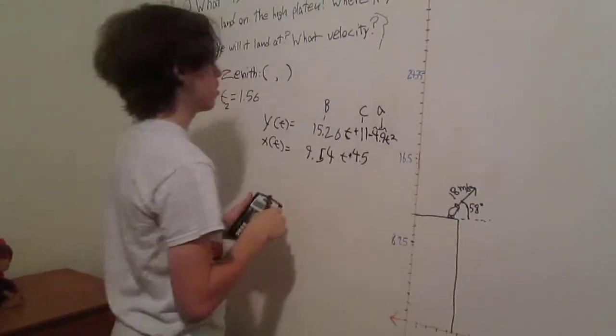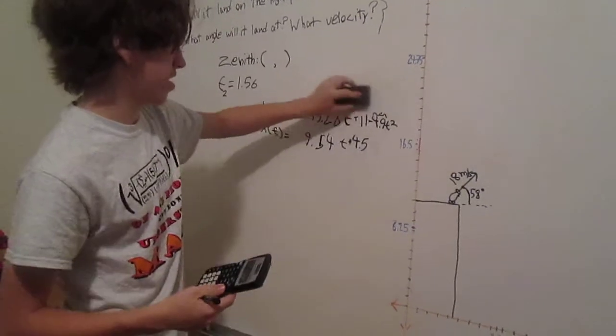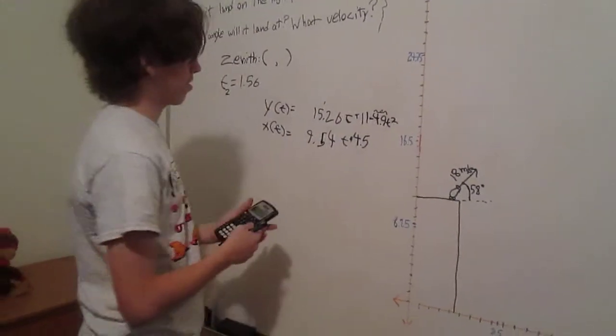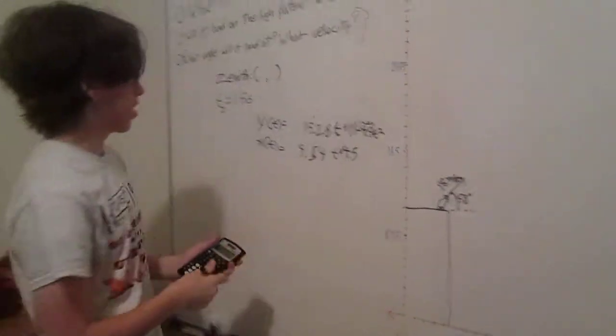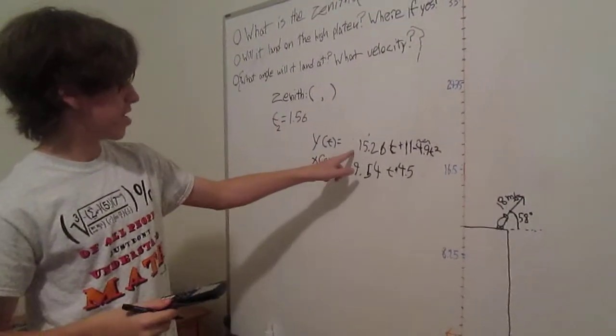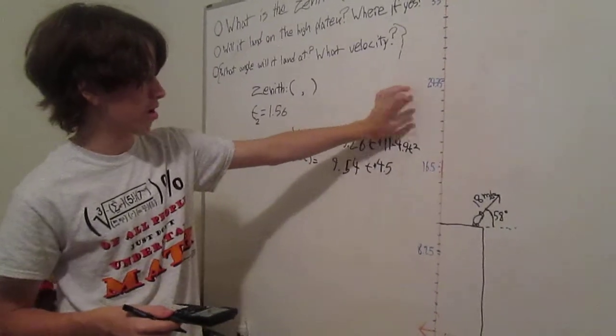9.54. All right, and let's get rid of this. This is just kind of messy. Okay, the t is being cut off. Okay, so those are our equations. Y of t equals 15.26t plus 11 minus 4.9t squared.